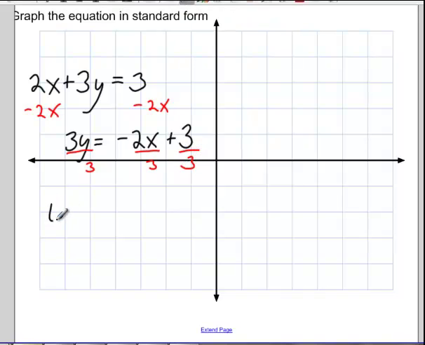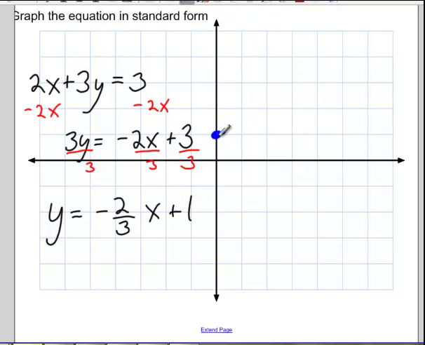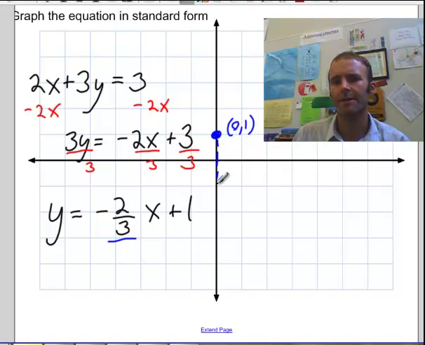And now I have an equation in slope-intercept form. So if you remember the steps from that, first step is I'm going to graph my y-intercept. So at 1. So my y-intercept is at 0, 1. And now I'm going to use my slope, which is I'm going to rise, and it doesn't matter if I choose the top to be negative or the bottom. So let's choose the top. So I'm going to rise a negative 2, and I'm going to run a positive 3. That gives me another point.